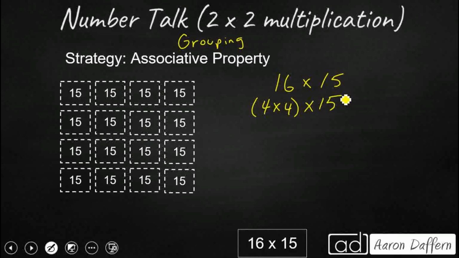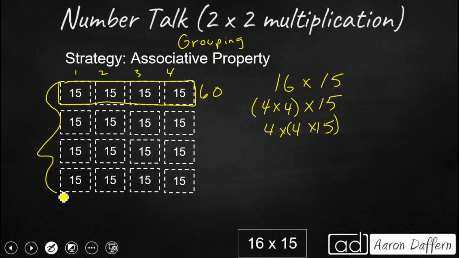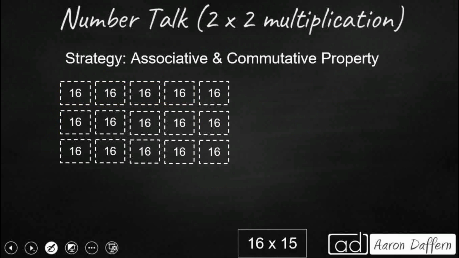So now I've got 3 factors, 4 times 4 times 15. And so all I'm going to do is shift the parentheses. I'm going to regroup. Instead of 4 times 4 first, I want to do 4 times 15 first. And that's what the associative property lets me do. So now I've got 4 groups of 15 right here. 1, 2, 3, 4. And that's pretty easy. That's 60. And I've got 4 groups of 15. So I'm going to skip count by 60s. 120, 180, and up to 240.